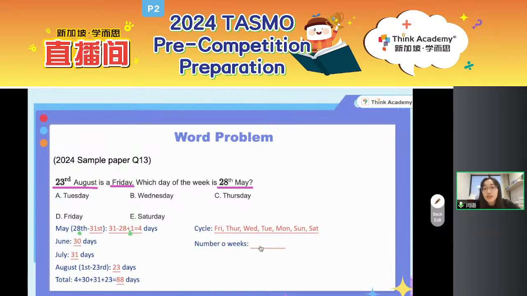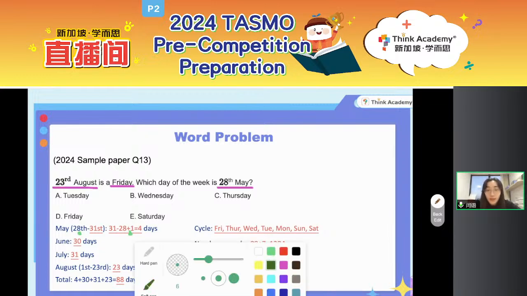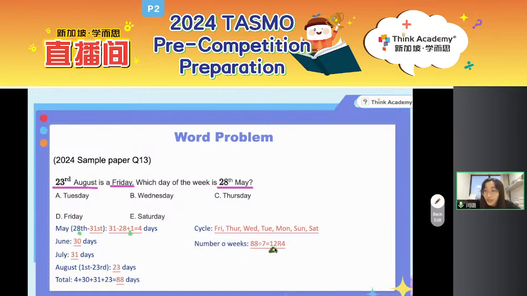After this, try to figure out the number of weeks, which is 88 divided by 7, that is 12 remainder 4. What is the meaning of 12 here? 12 means there are 12 whole weeks, 12 whole cycles, and then we still have 4 remaining days. Let's count: 1, 2, 3, 4. So what is the day of the week of 28th May? That is Tuesday.